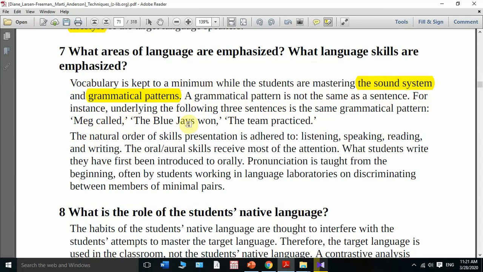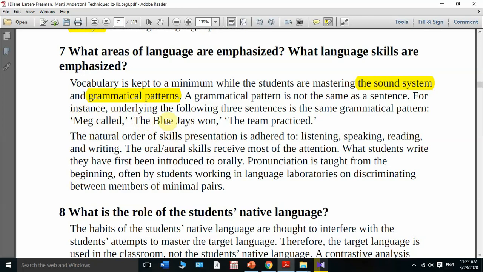Mike called, the Blue Jays won, the team practiced. So as you can see, we have a subject plus a verb, subject plus a verb. See, this is a subtle difference. A sentence is different from a sentence pattern, in fact. So when we say pattern, we mean we have a subject, for example, plus we have a verb. But in the sentence Mike called, that's enough.